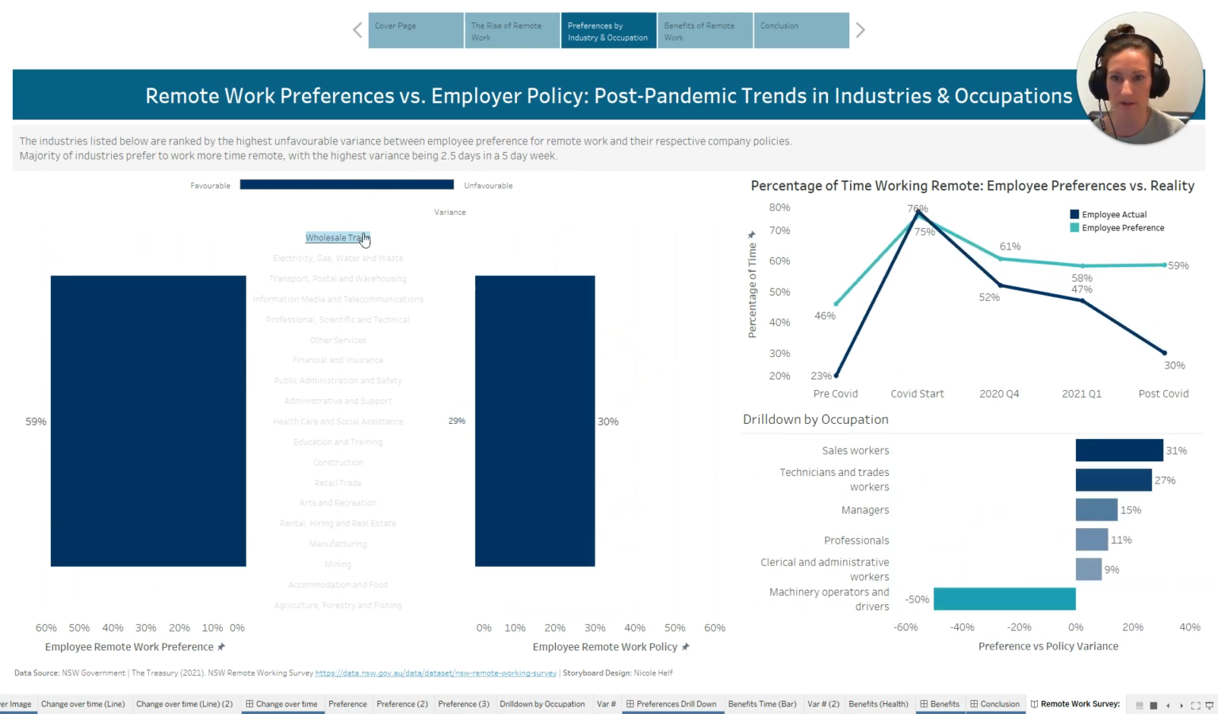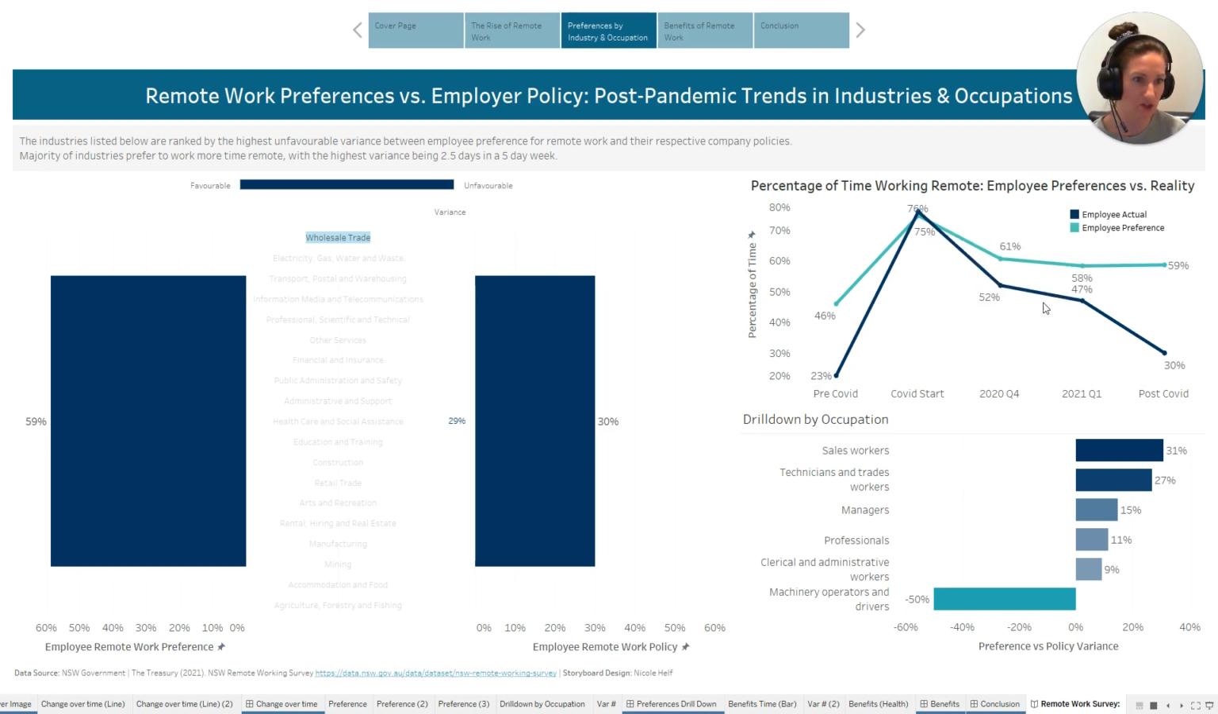And if we click on this wholesale trade, we can drill down just a little bit more if we want to focus on the occupations here. So what are the different occupations within this industry? Which of those occupations then have those highest variances? So sales workers, technicians and trade workers, managers, professionals. That's less than what the average was when we looked at that time scale on the last slide, but 13%. But the highest being sales workers and technicians. And that might make sense with the nature of their job. They might not be able to have those opportunities to work remote.